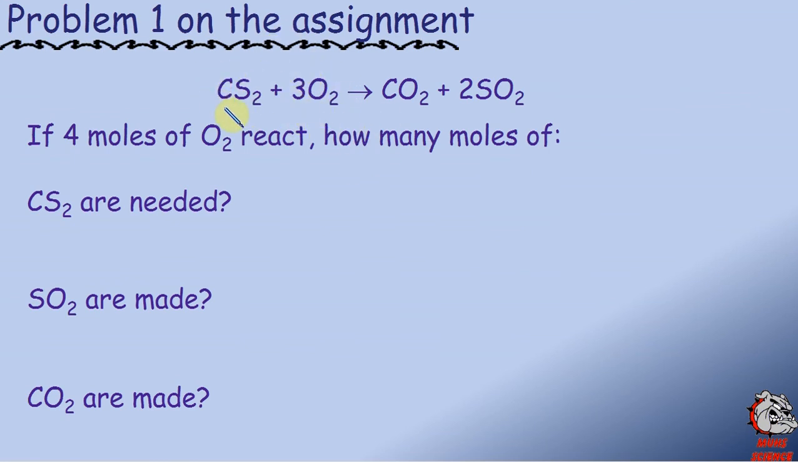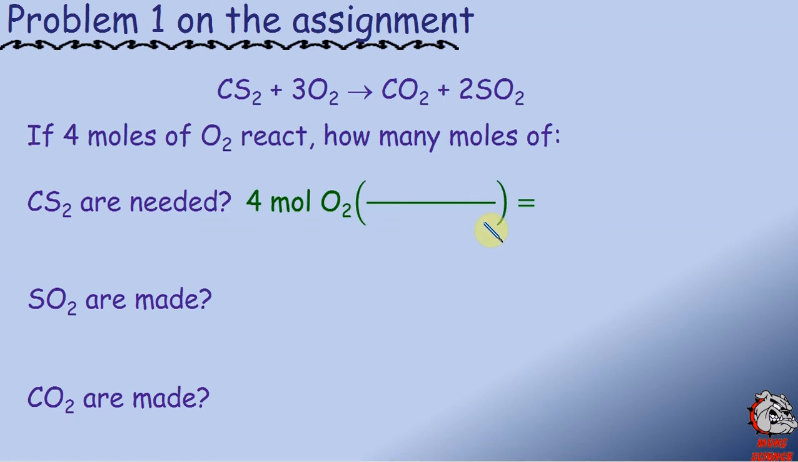Now the numbers aren't quite so easy. Some of you could probably mentally figure it out. This is saying that for every 3 moles of oxygen, I need 1 mole of CS2. So I need 1/3 the amount of CS2 as I do oxygen. If I'm starting with 4 moles of oxygen, that is the given. That's going to be the given in all these problems.